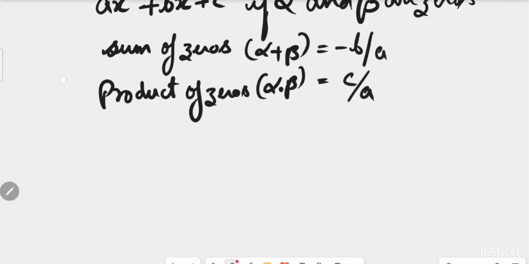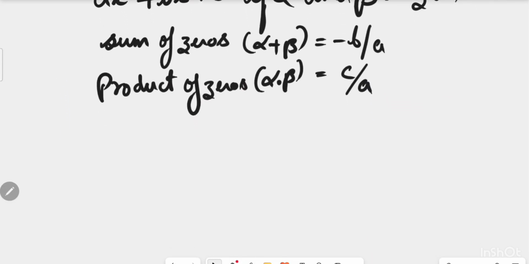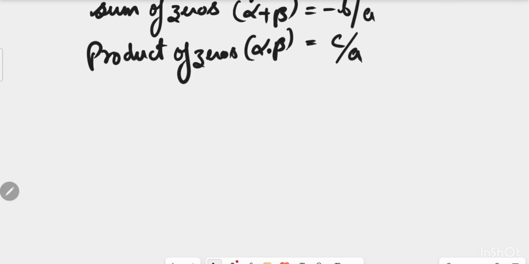This means that the coefficients of a polynomial tell everything about the zeros, sum and product. Now let us see the example.